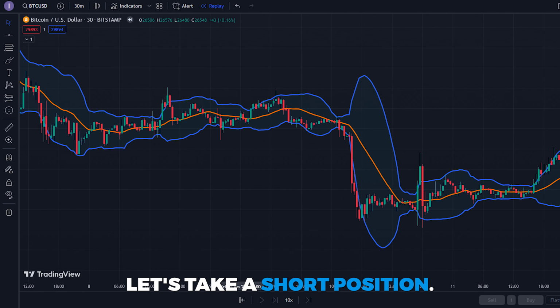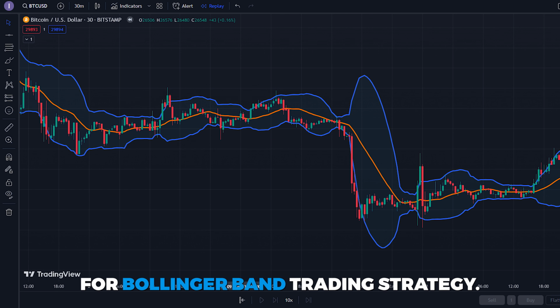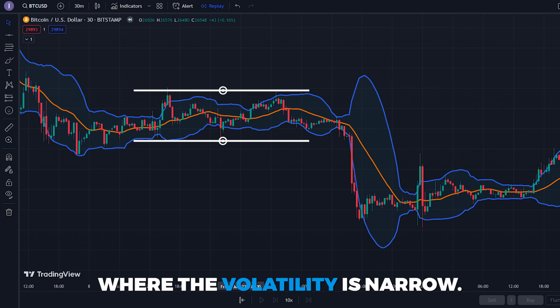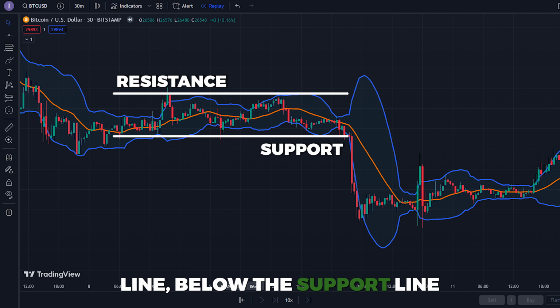Let's take a short position. If you look at this area, the center line is horizontal. It's a good condition for the Bollinger Band trading strategy. And we've found an area where the volatility is narrow. We now draw 2 parallel lines, above the resistance line, below the support line.